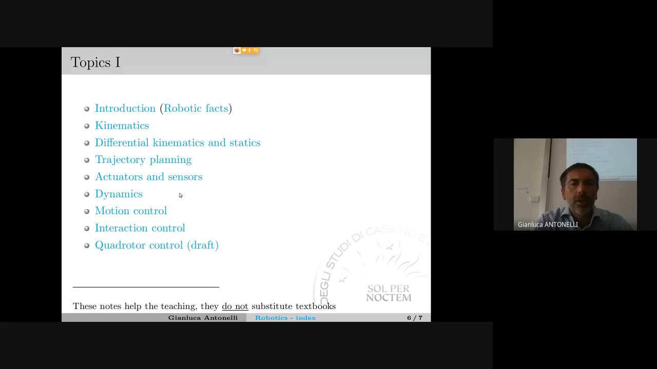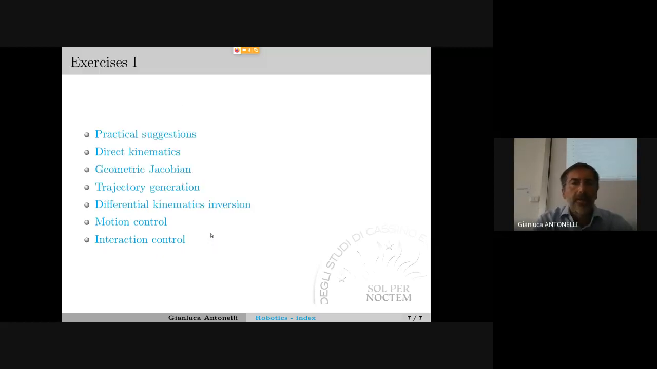For the students of mechanical engineering, we will probably stop here at actuators and sensors. But I will give you the exact class when finished later on. We are not going to have the class on quadrotor control, so we will stop at the end of interaction control. And those are the exercises that we are going to do. For the mechanical engineering students, you will definitely stop here: differential kinematics, inversion.